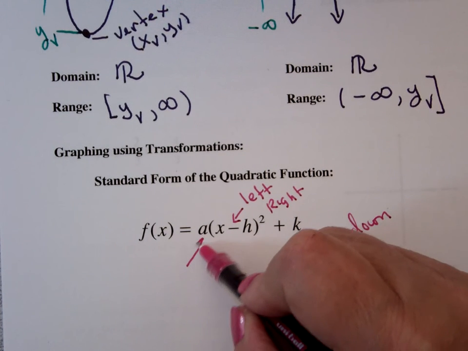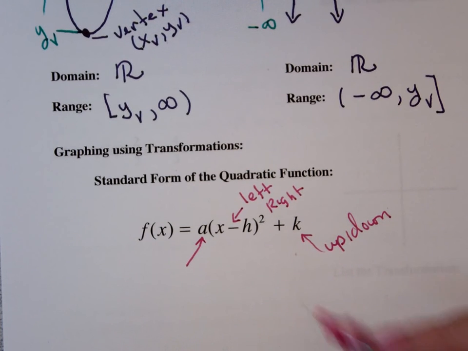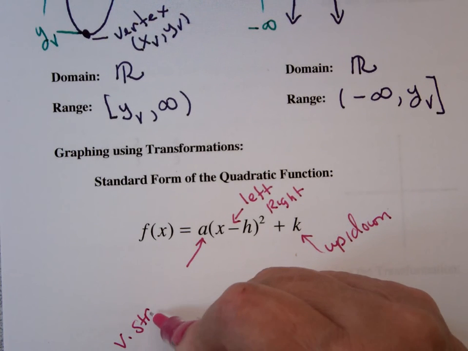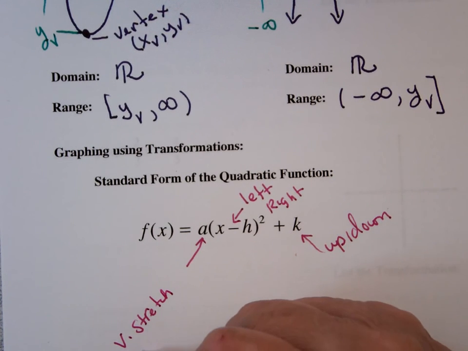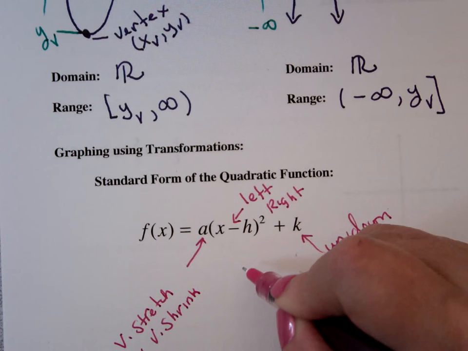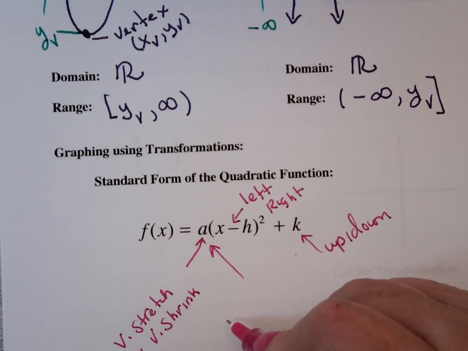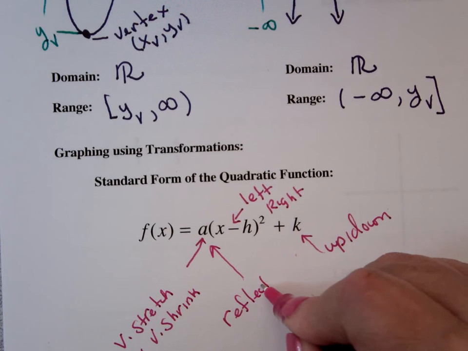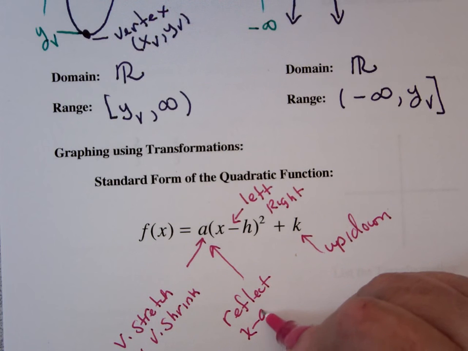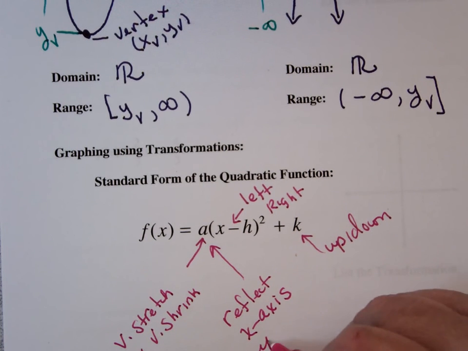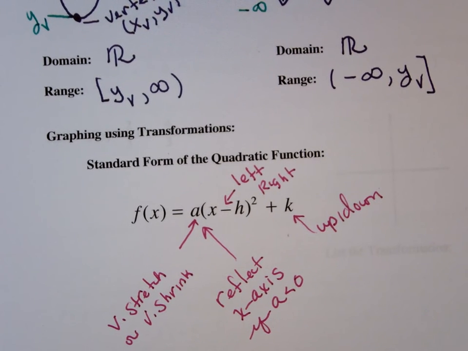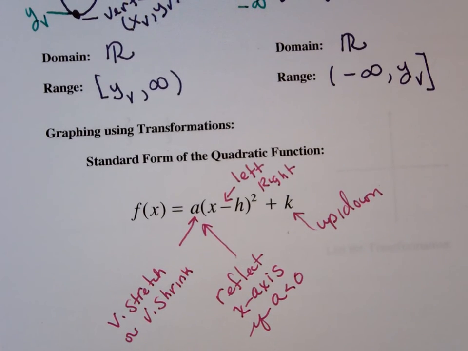And here, it's a twofer. It is either, because it's on the outside, a vertical stretch or vertical shrink. And the second thing is it could be a reflection over the x-axis if a is negative. So it's in transformation format. That's what standard form is.